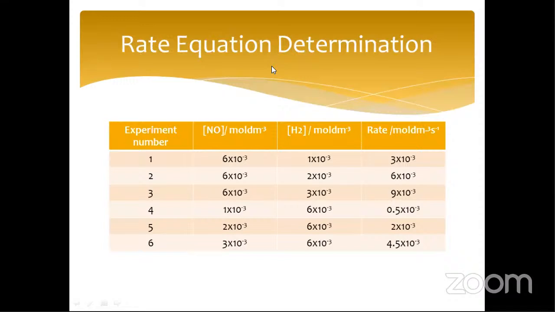I beg your pardon? Miss, can you repeat that, please? We're now dividing the rates. So it's 4.5 times 10 to the minus 3 divided by 2 times 10 to the minus 3. So I get 2.25. All right. Now, what is the square root of 2.25? Is that about 5 right there? No, the square root, not the square. Square root of 2.25. Oh, 1.5. Is that the 1.5 that I got?